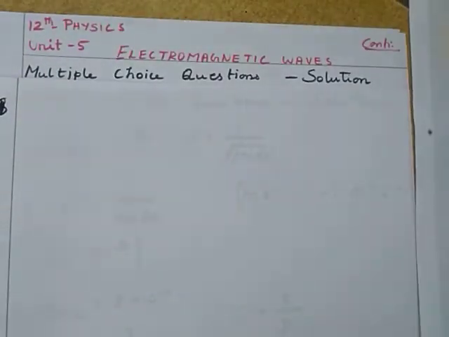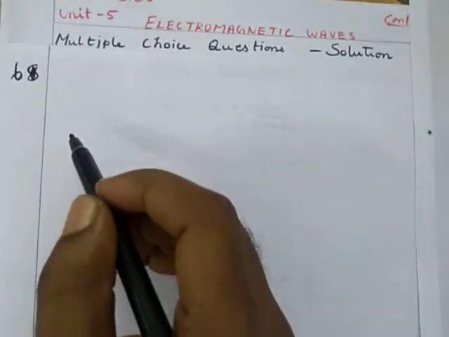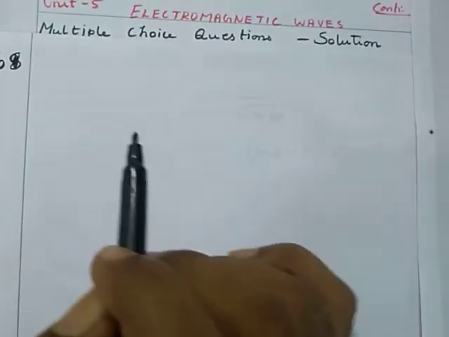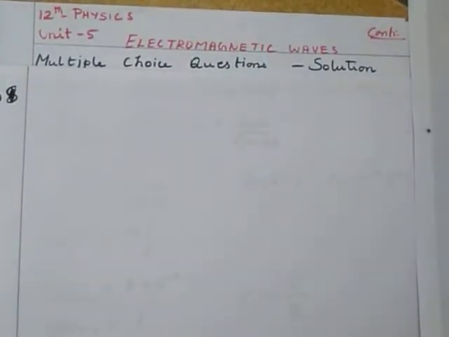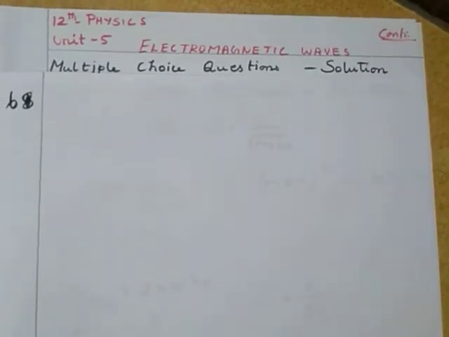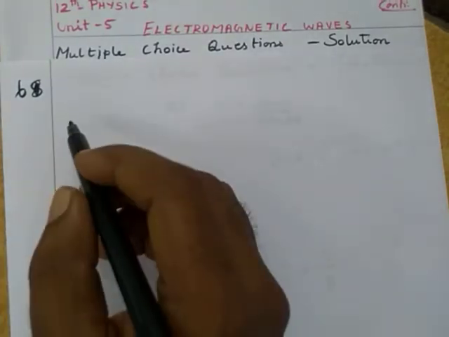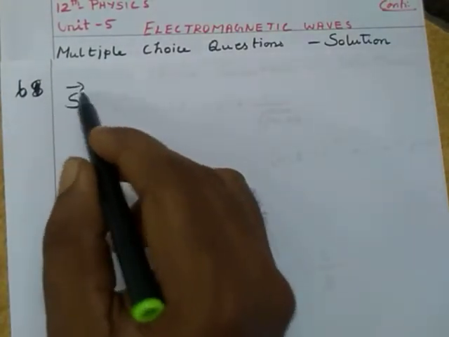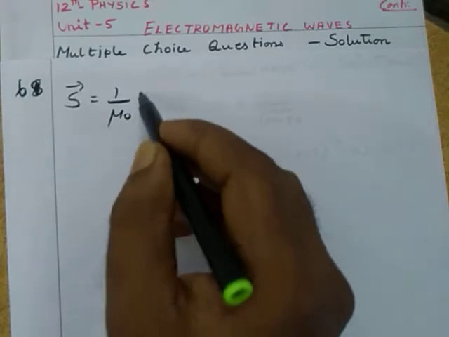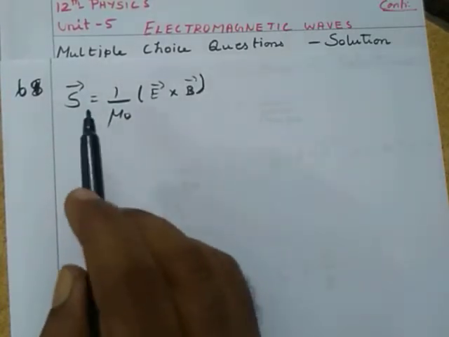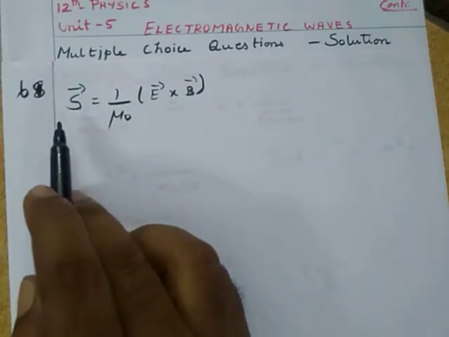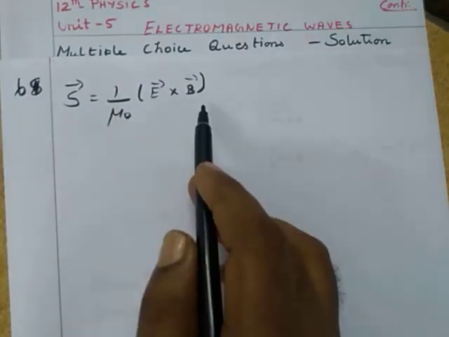For this we need to know the Poynting vector. Using the Poynting vector it is easy to find the direction of the electric field, the magnetic field, or the propagation vector of the electromagnetic wave. The Poynting vector S is equal to 1 by mu naught, E vector cross B vector. Using this we can find the direction of propagation, the direction of the electric field, or the direction of the magnetic field.